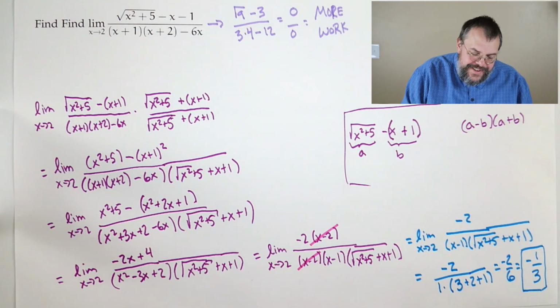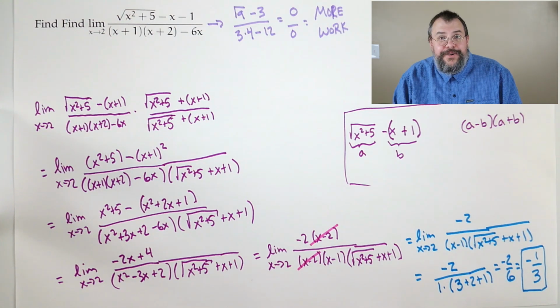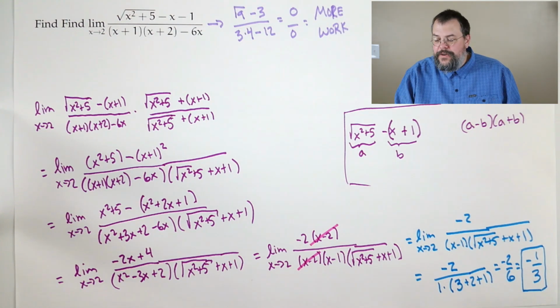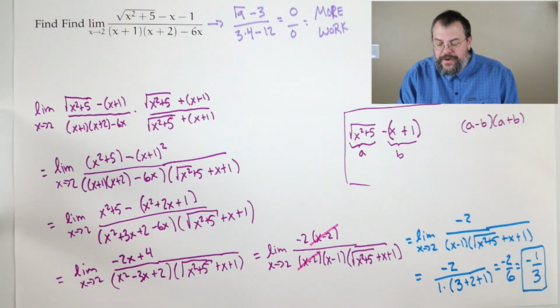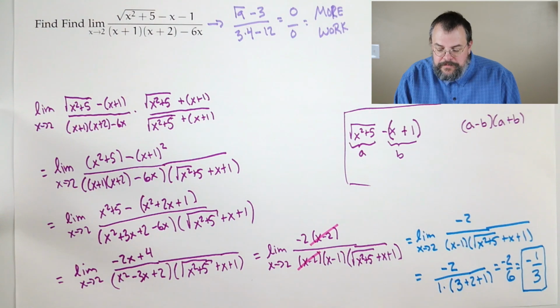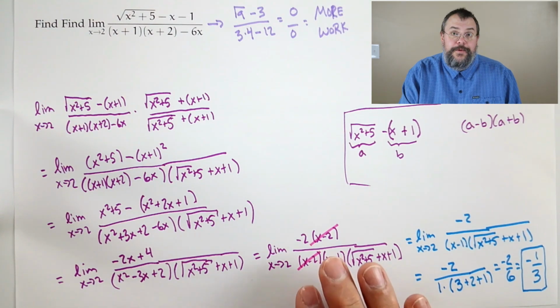Good times. Well, we had to work it through. We had to be patient, and we're rewarded for our patience. We got a nice number. Good. All right.